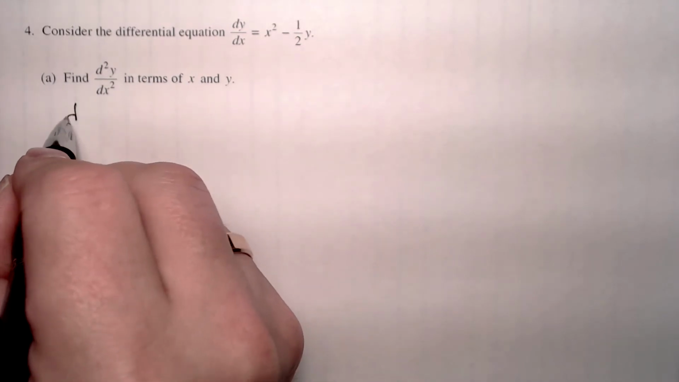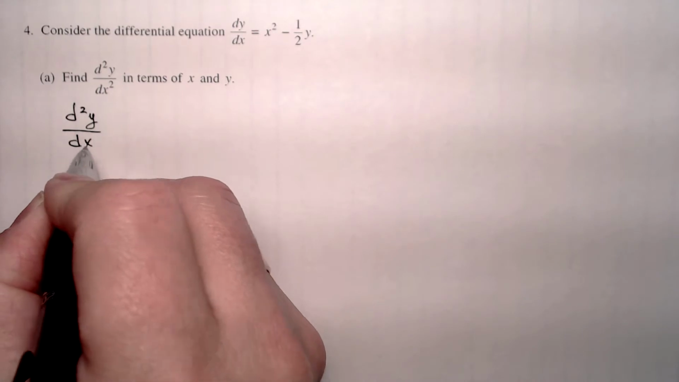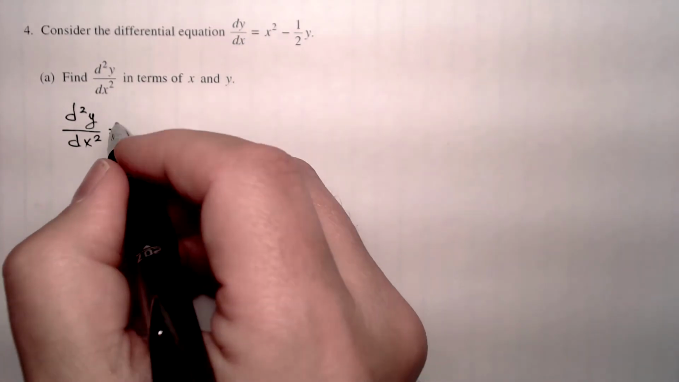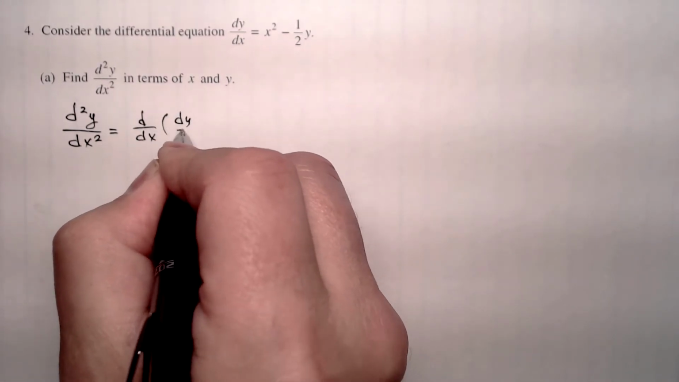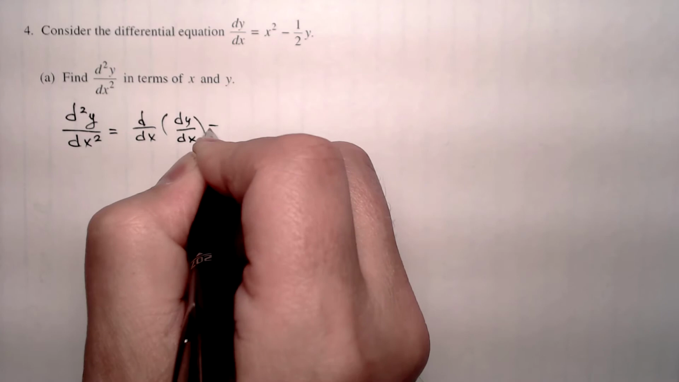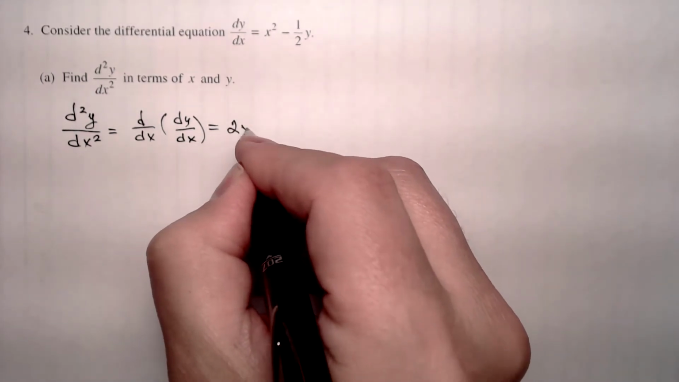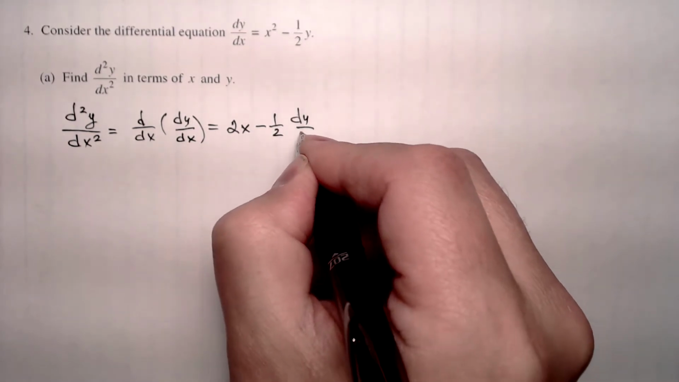So let's look at what d squared y over dx squared is, and this is a derivative of this derivative. So it's d over dx of dy over dx. And so let's differentiate that with respect to x. It's going to be 2x minus 1/2 dy over dx.